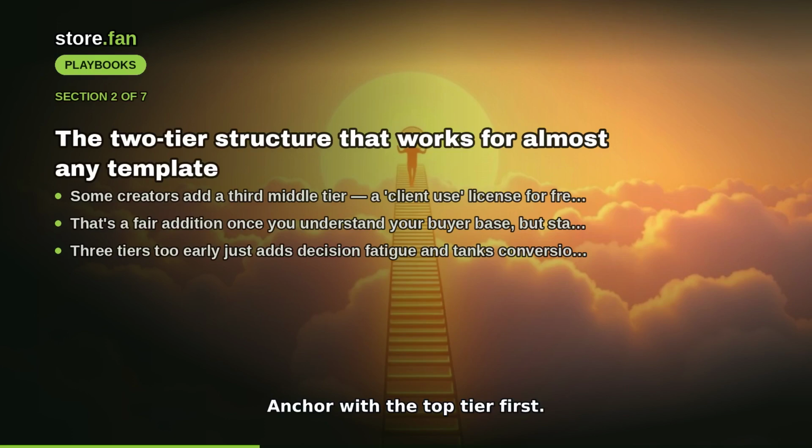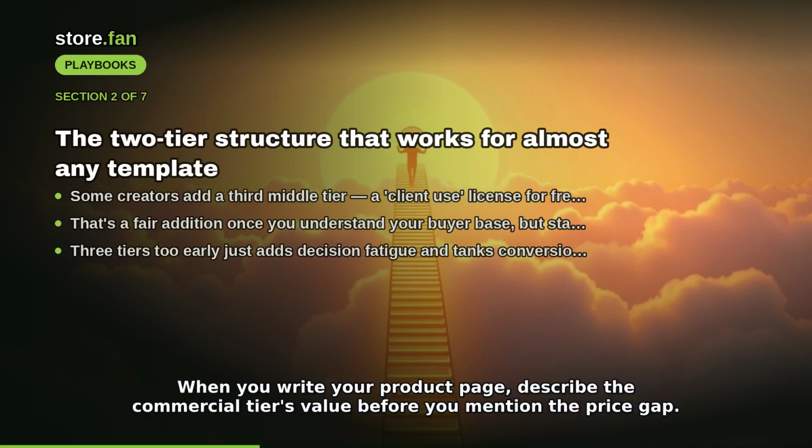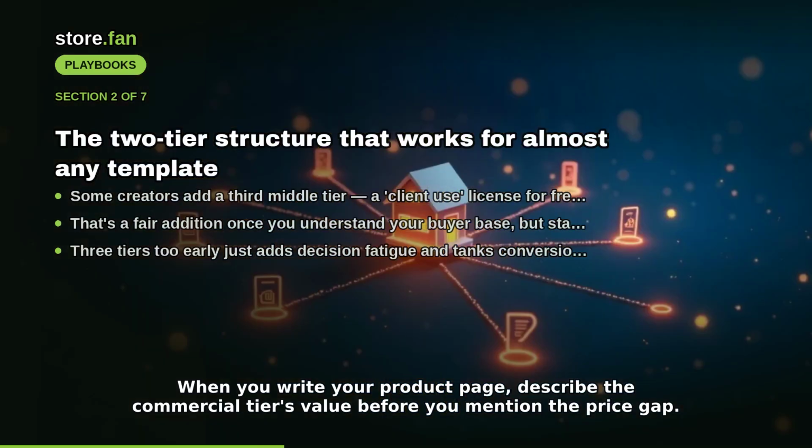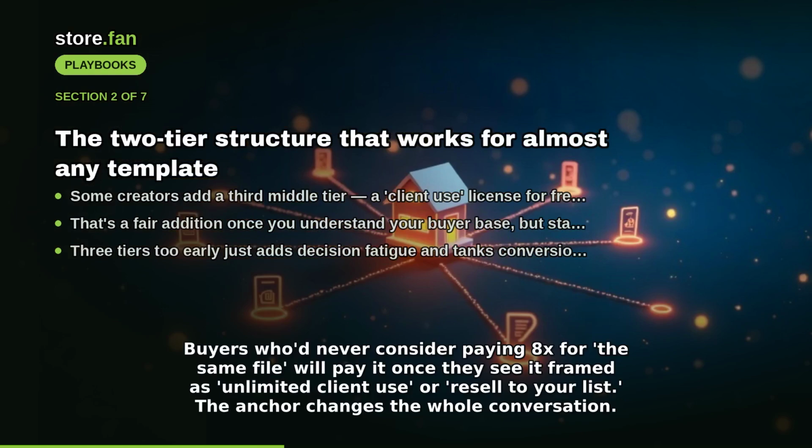Anchor with the top tier first. When you write your product page, describe the commercial tier's value before you mention the price gap. Buyers who'd never consider paying 8x for the same file will pay it once they see it framed as unlimited client use or resold to your list. The anchor changes the whole conversation.